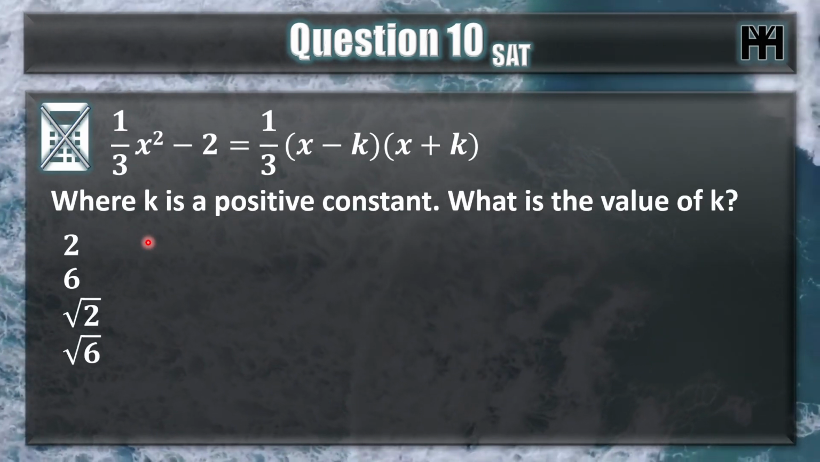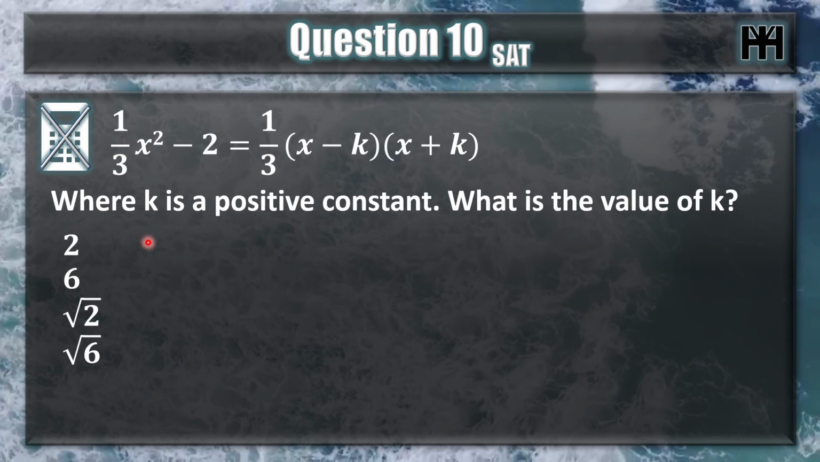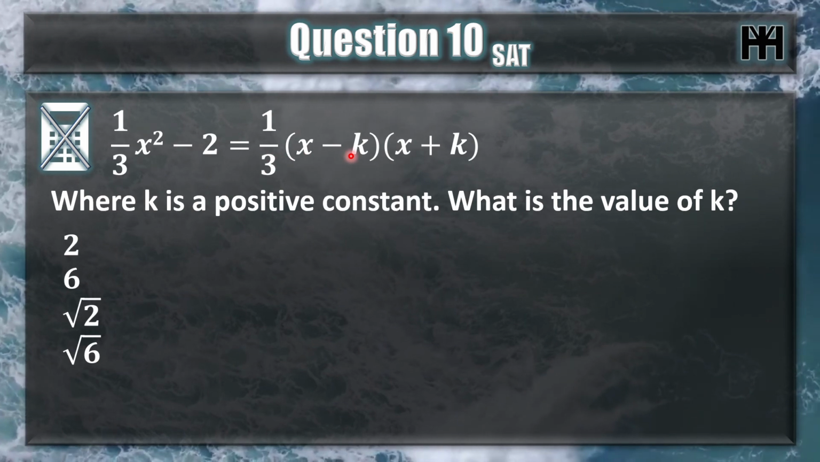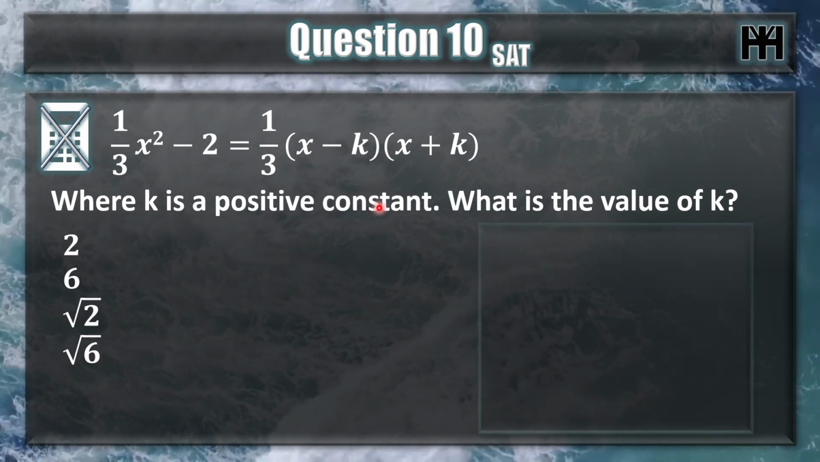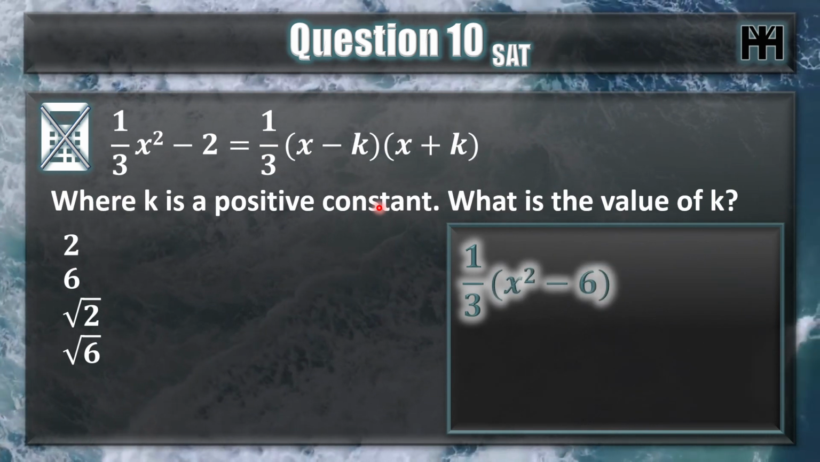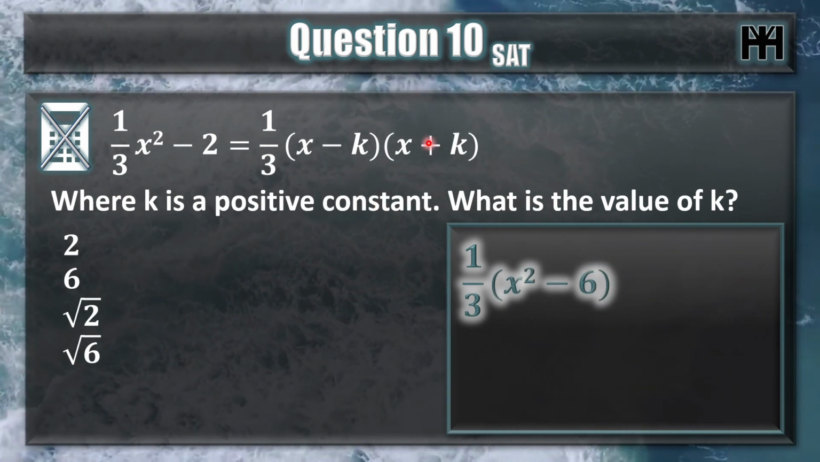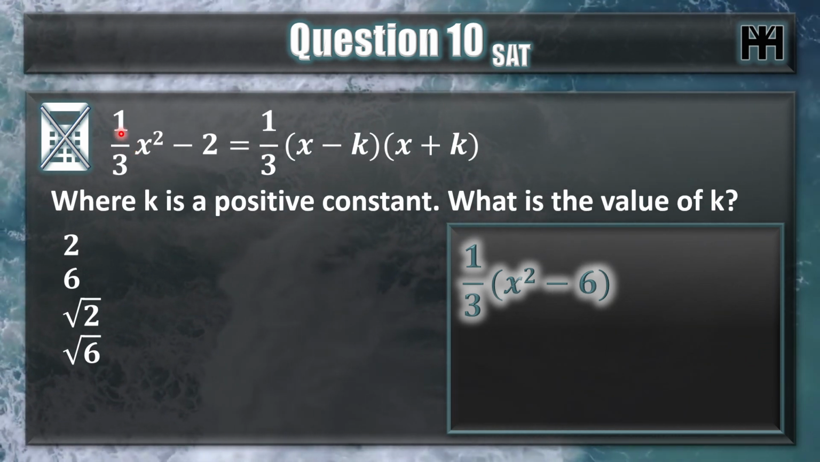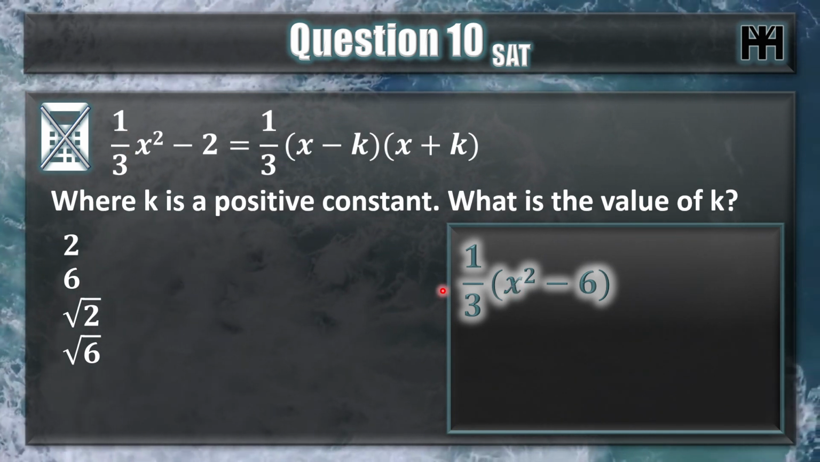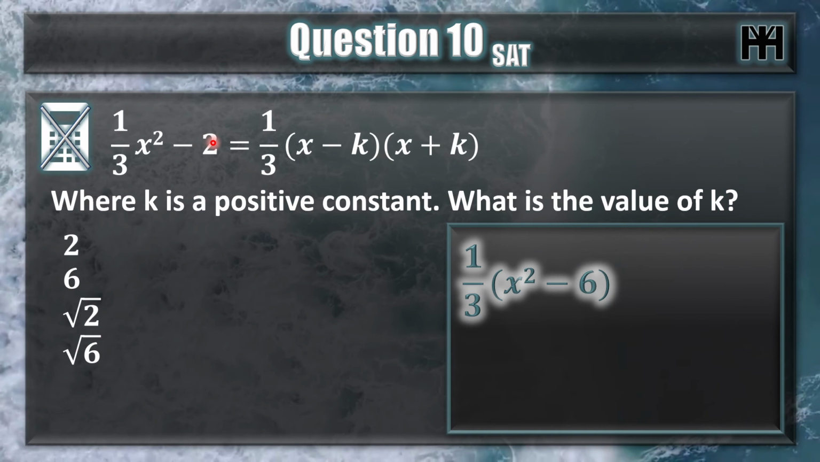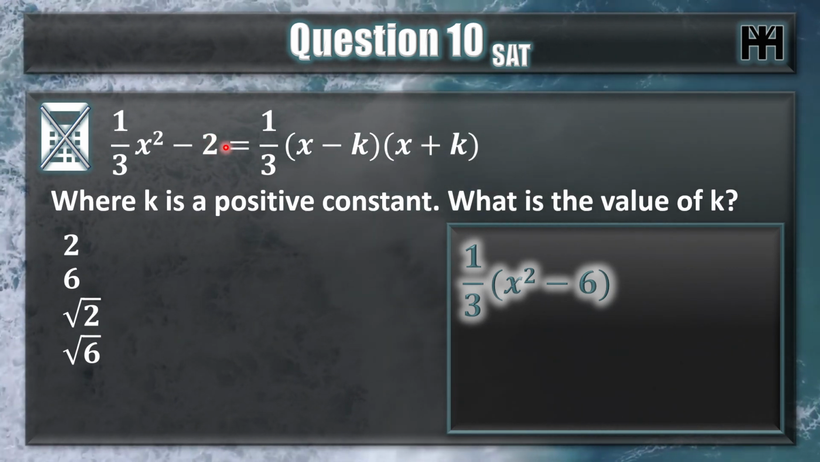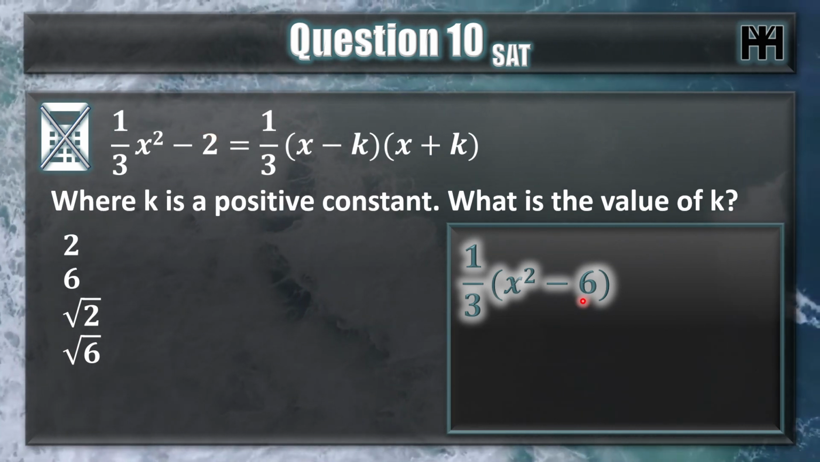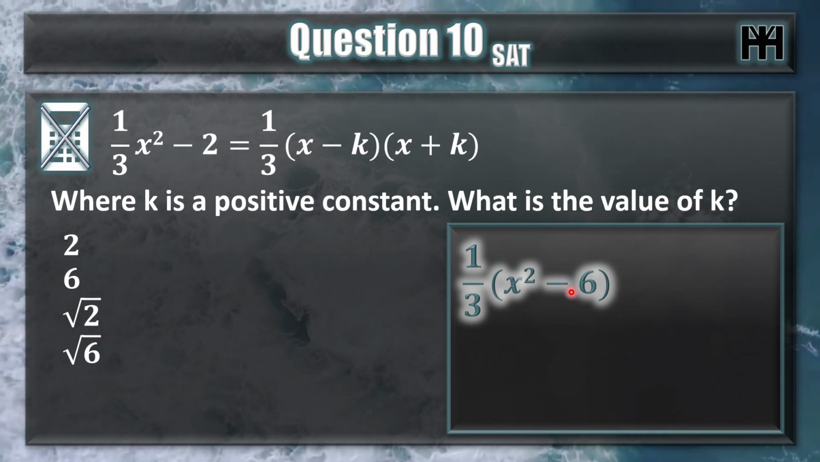Question 10. And pay attention because this one is a little bit tricky, okay? We have 1 over 3 x squared minus 2 equals 1 over 3 times x minus k and x plus k. Okay, so let's write it down here: 1 over 3 times x squared minus 6. Why is it written like that? Because I took 1 over 3 as a common factor here. So 1 over 3 is taken as a common factor, so it will be x squared. When we take 1 over 3 as a common factor from the 2, it's as if we are dividing 2 by 1 over 3. 2 divided by 1 over 3 is like 2 multiplied by 3, so it's 6. So we have 1 over 3 times x squared minus 6.